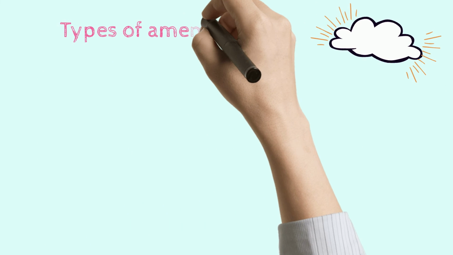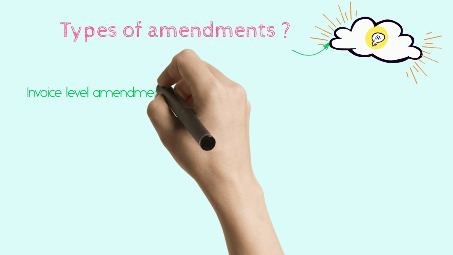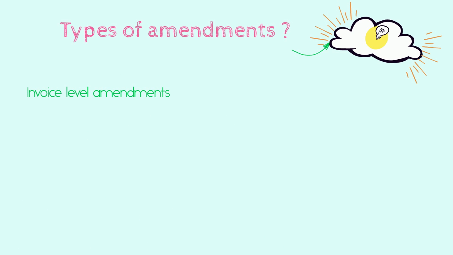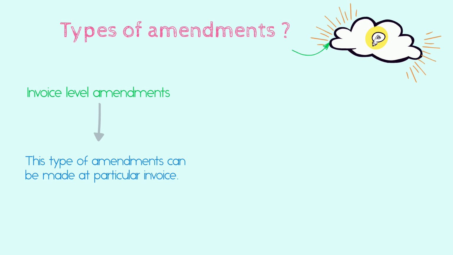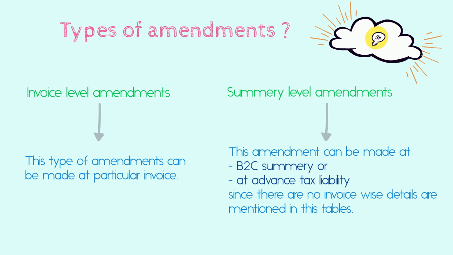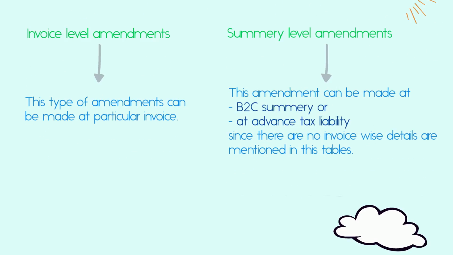What are the types of amendments? Mostly, there are two types of amendments. First, invoice level amendments. That means these types of amendments can be made at a particular invoice only. Second, summary level amendments. This type of amendment can be made at B2C summary or at advance tax liability, since no invoice-wise details are mentioned in these tables.